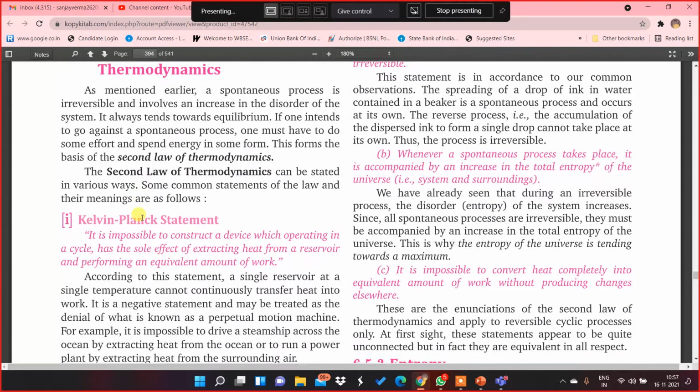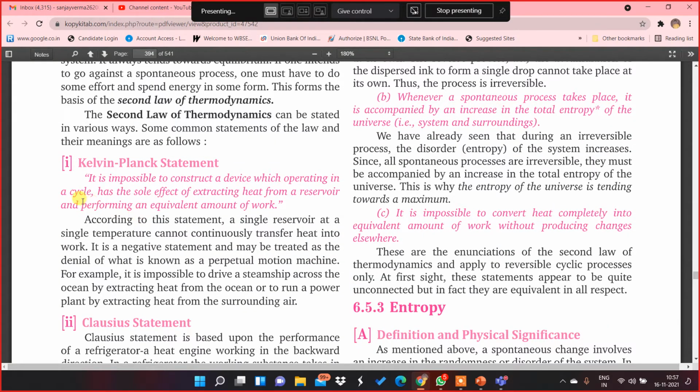Now, there are various statements given by different persons. The first one is called the Kelvin-Planck statement, which states that it is impossible to construct a device or a machine which, operating in a cyclic manner, has the sole effect of extracting heat from a reservoir and performing an equivalent amount of work. It means it is impossible to construct a machine which can do 100% work. That is one of the first statements of the second law of thermodynamics, stated by Kelvin-Planck.